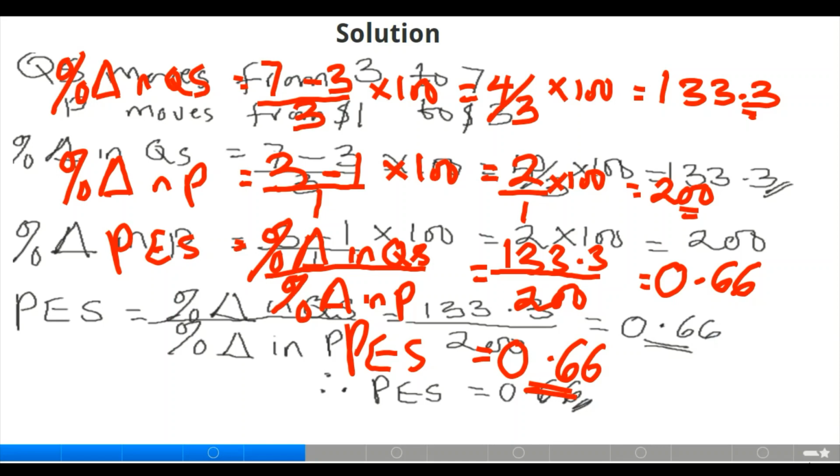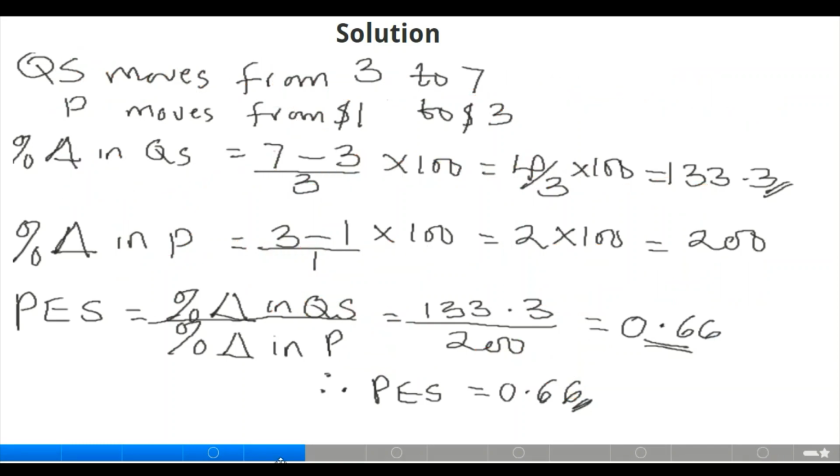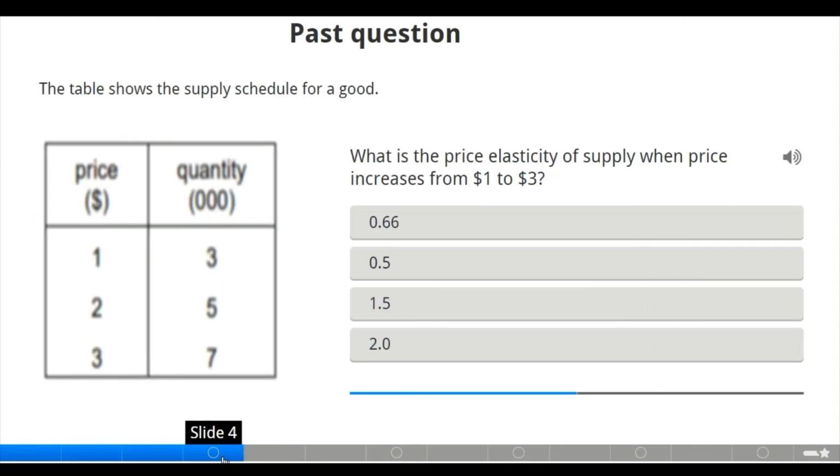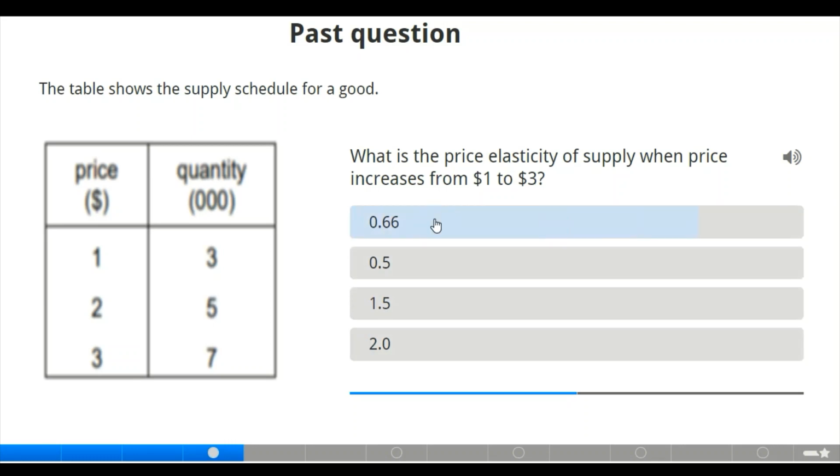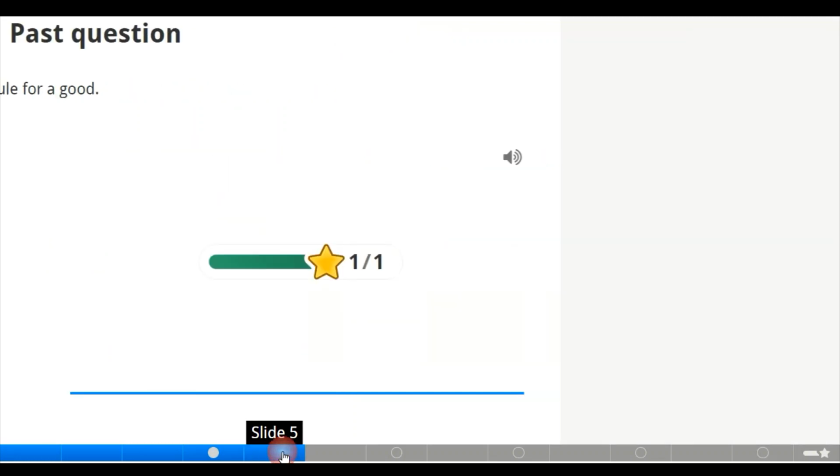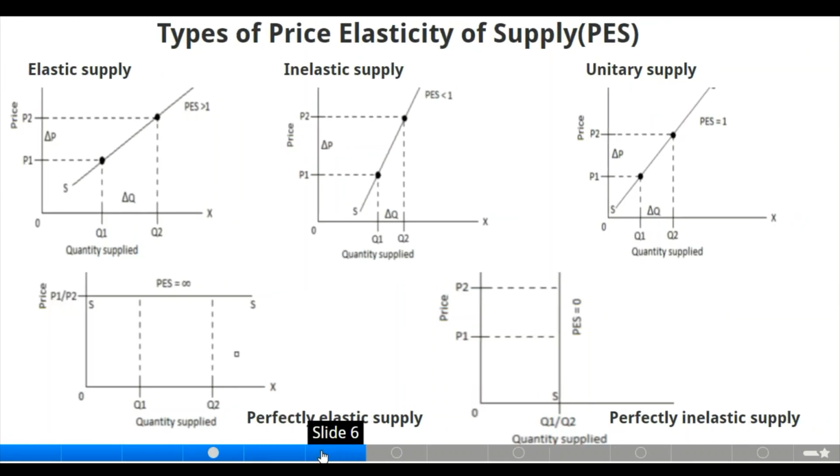Now let us move to the options we have. We arrived at 0.66, don't forget. What is the price elasticity of supply when the price increases from $1 to $3? Of course, you have seen the answers here. We take 0.66 to be the final answer. Now moving to the next slide, where we have the types of price elasticity.